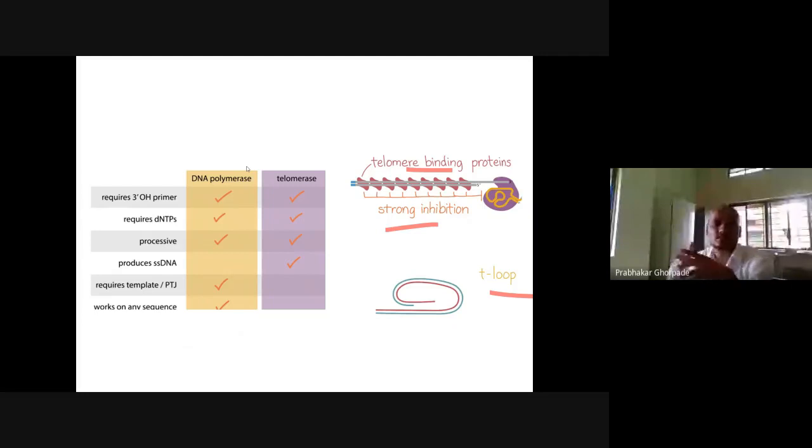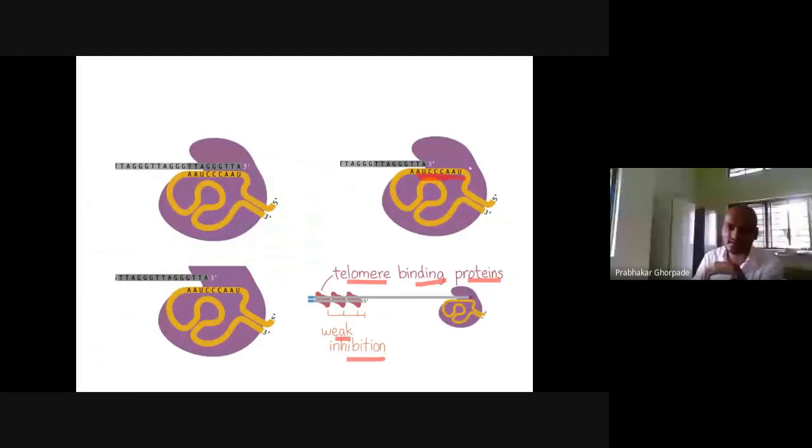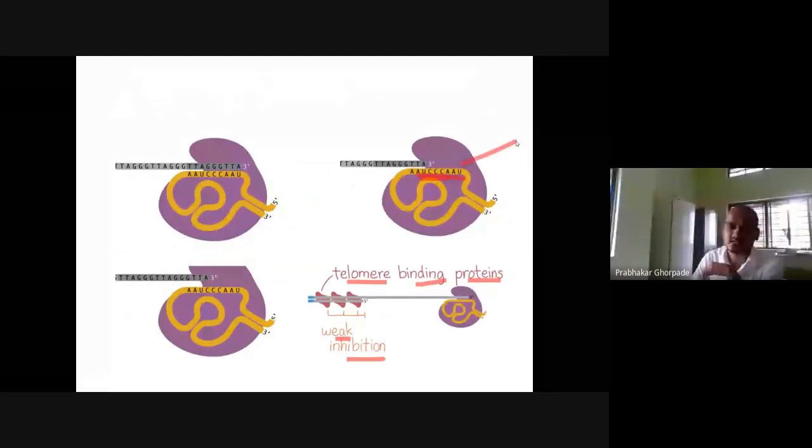So we have a comparison. Telomerase also has DNA polymerase action. Both DNA polymerase as well as telomerase require an OH group. Both require dNTPs, and processivity is higher in both. Telomerase produces a single-stranded DNA. It doesn't produce double-stranded DNA. DNA polymerase requires a primer-template junction, while telomerase doesn't require a primer-template junction. DNA polymerase works on any sequence, while telomerase requires a specific sequence. For example, this sequence is needed for the telomerase action.